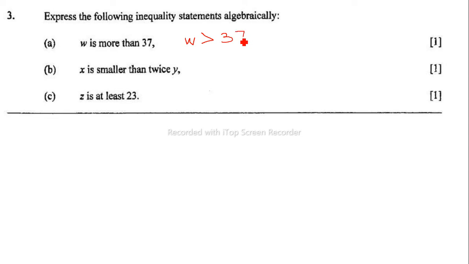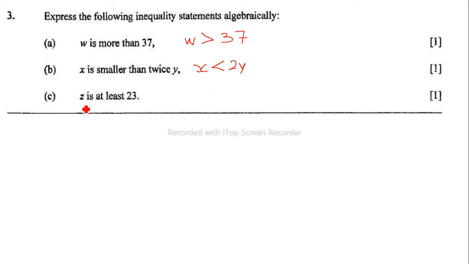Alright. X is smaller than twice Y. X, and then you're going to open the mouth the opposite way. Okay. Very good. To Y. Very good. I did that too. Very good. Ah, that's a good one.